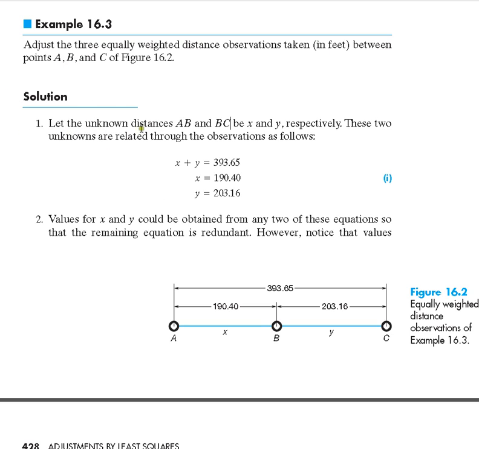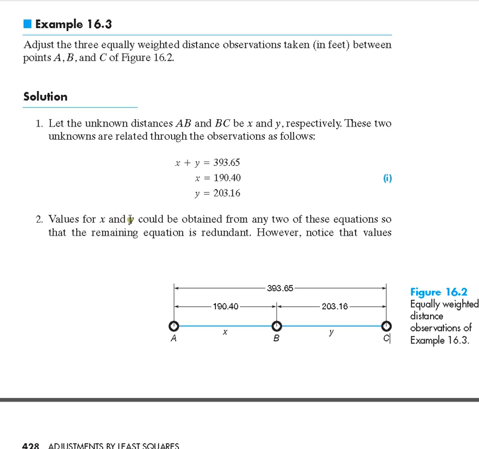First off, let the unknown distance AB, so from this point here to this point here, and the distance from B to C be X and Y. So it's just saying this is X and this is Y. These two unknowns are related through the observations as follows. X plus Y equals a total length of 393.65. Let X be a value of 190.4 and let Y be a value of 203.16.